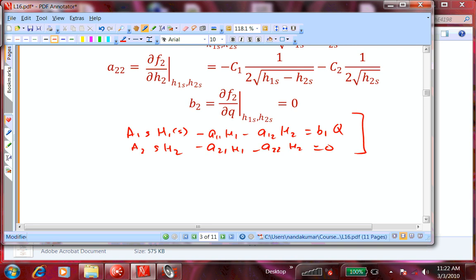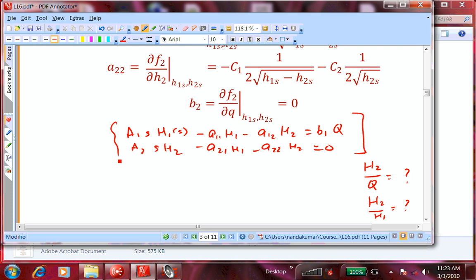What do I want? I want the height in the second tank with input. What is this transfer function? Or I might want H2 over H1, or H1 over Q. A ratio of two transfer functions, where one is an input and the other is an output. In order to do that, I need to solve these two equations for H1 and H2, treating everything else as a constant.